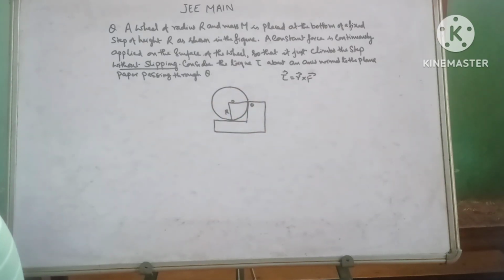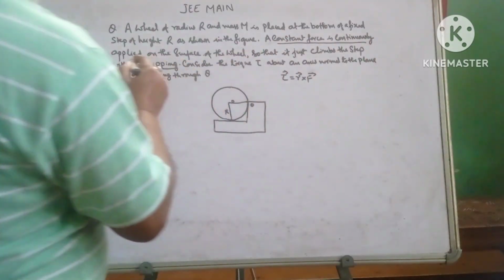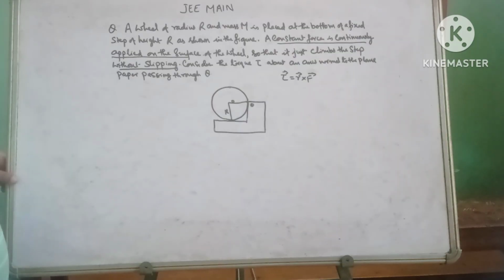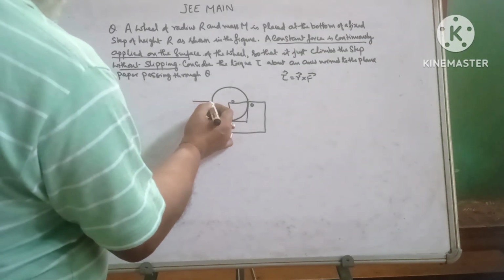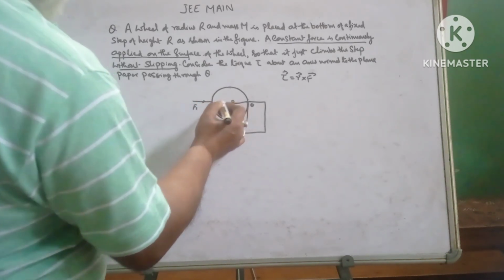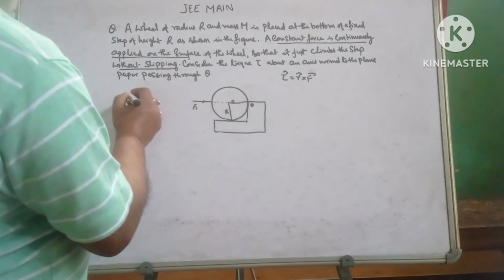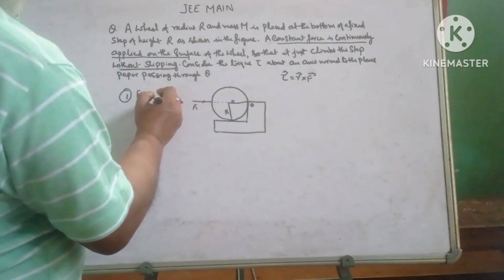So again, a constant force is continuously applied on the surface. Here you see that for this force F1, your torque will be 0. For this force F1, your torque will be 0.